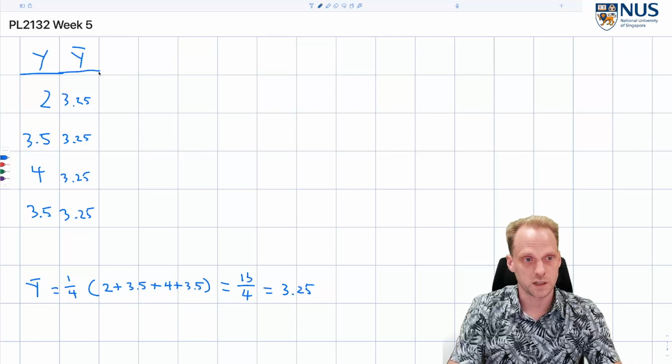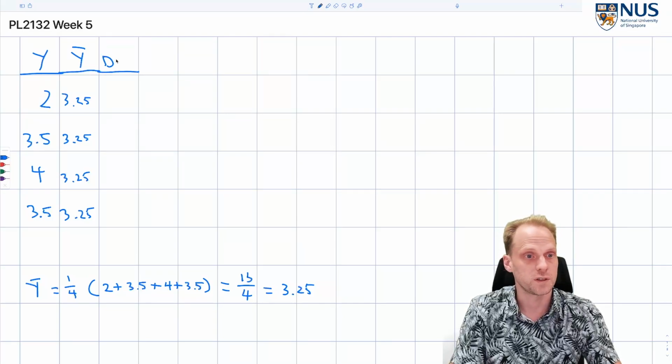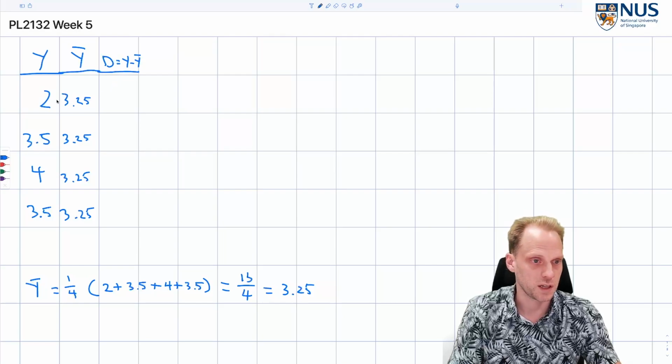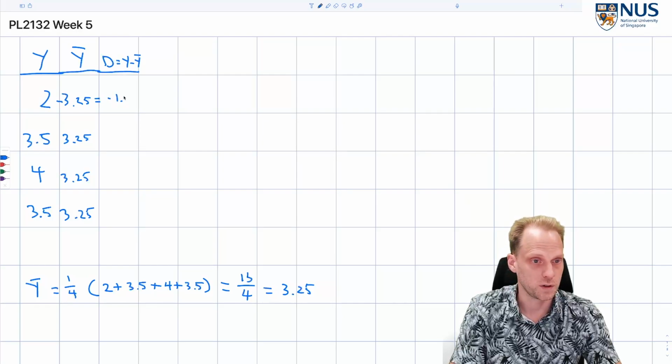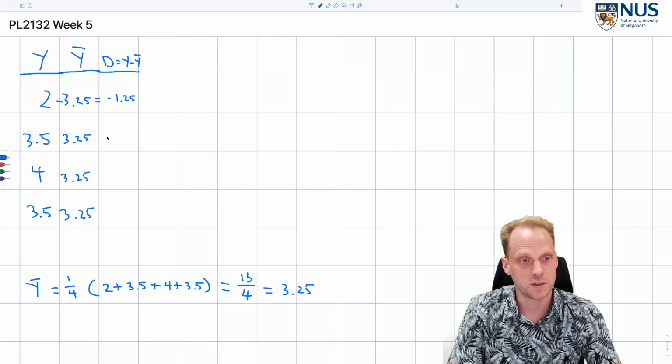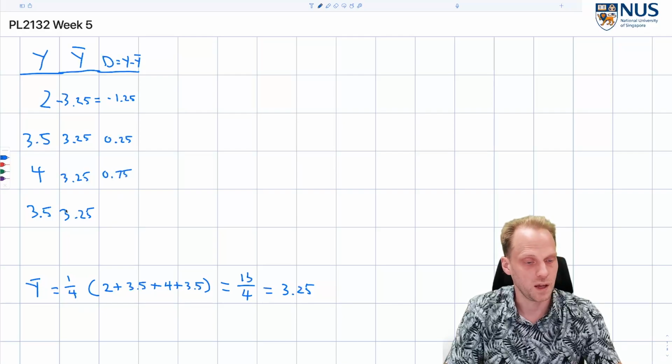To do that, in this case, we first calculate the deviance. Deviance equals y minus its mean. In this case, 2 minus 3.25 equals minus 1.25, and it's the same for all the other values: 0.25, 0.75, and 0.25.